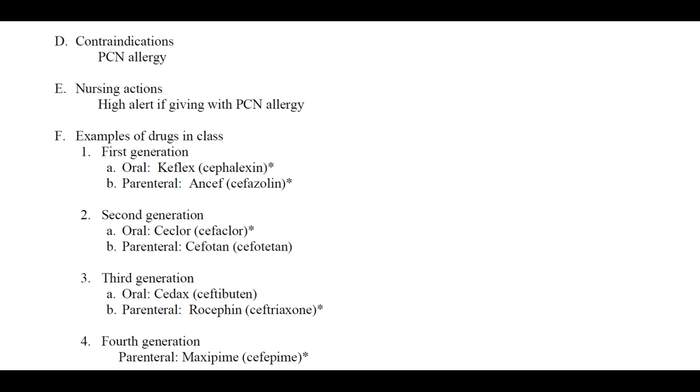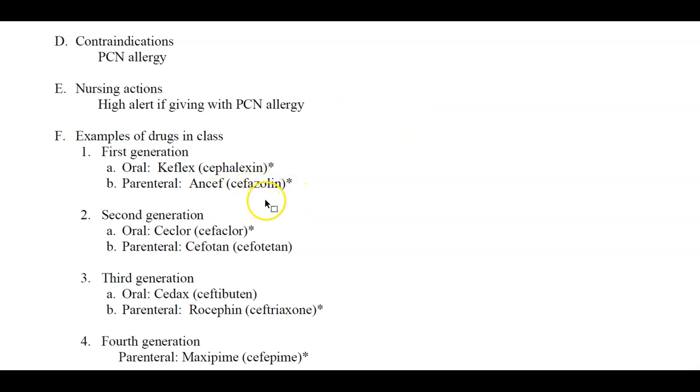Examples of drugs in this class. From the first generation, we have cephalexin and cefazolin. Oral is cephalexin, parenteral is cefazolin. Now, second generation includes cefaclor, which is an oral medication. Third generation, we have a parenteral, which is ceftriaxone, also known as Rocephin. And fourth generation, parenteral, we have cefepime, also known as Maxipime.